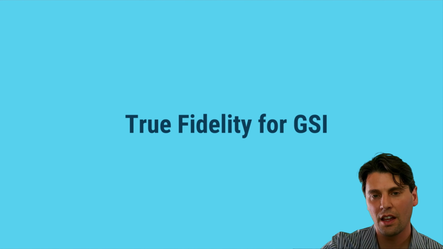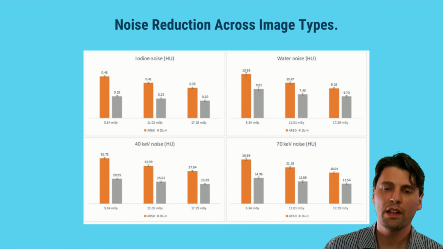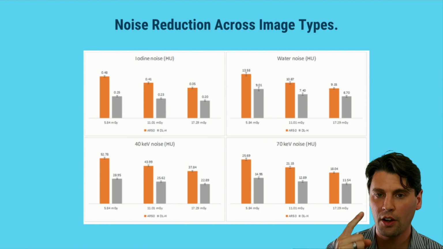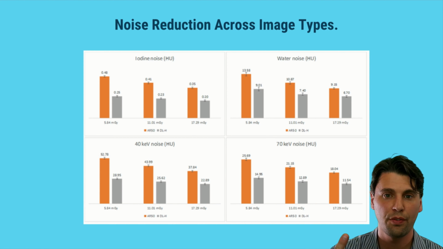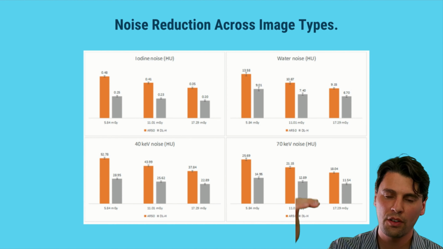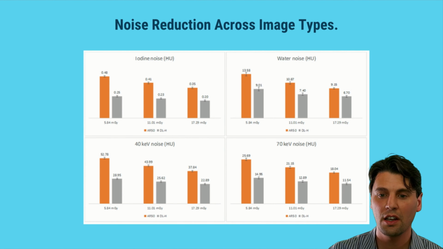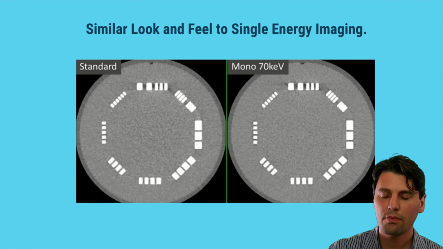We also want to point out that for GSI, or rather for our spectral imaging, we talked about how we're applying it on the water and iodine bases, which are used to generate the monochromatic images such as the 40 and 70 keV images. If we look at the noise, you can see for all those image types, we're going to have a reduction in the noise in comparison with our iterative reconstruction.